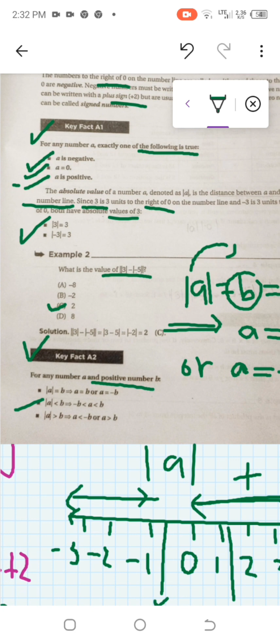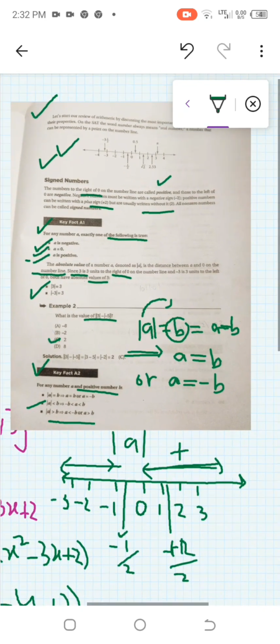Second is |a| < b, or it will be minus b < a < b. And third is |a| > b, so it will be a greater than b or a less than minus b. So these are some conditions which are to be followed. Okay, and now moving towards third page, so let me share the screen.